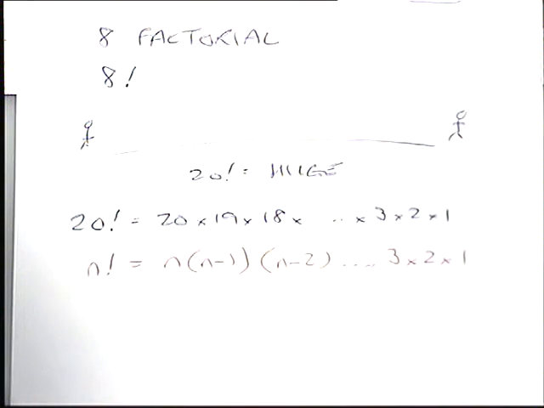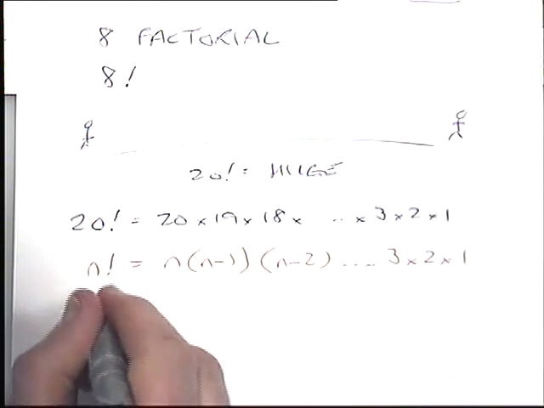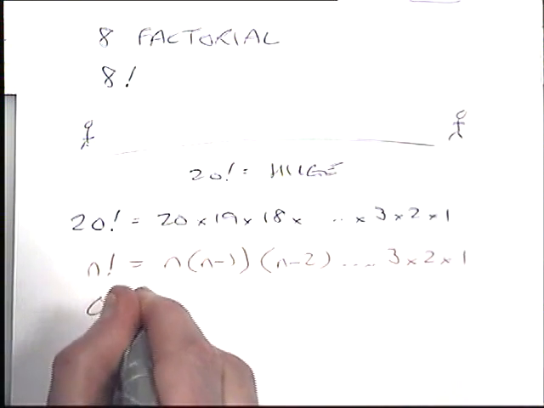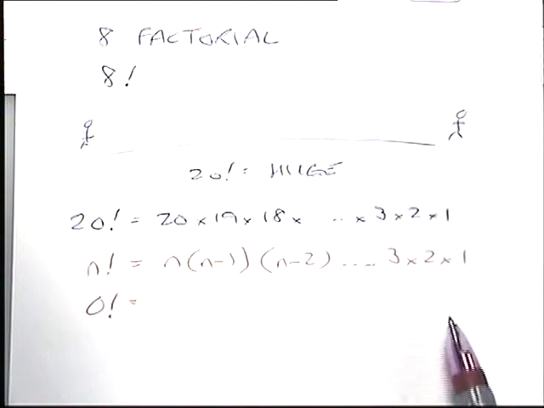There's one result you ought to know as well. This is like a red box rule one as well. 0 factorial, because 0 factorial can't fit that pattern. How many ways are there of arranging nothing? One. One way. Okay, so 0 factorial is defined as being 1.